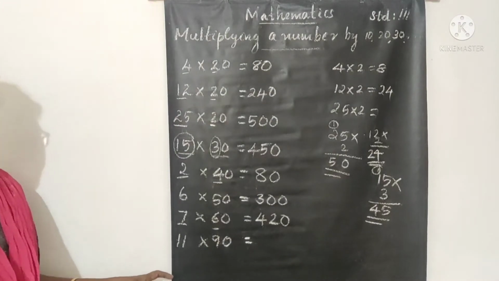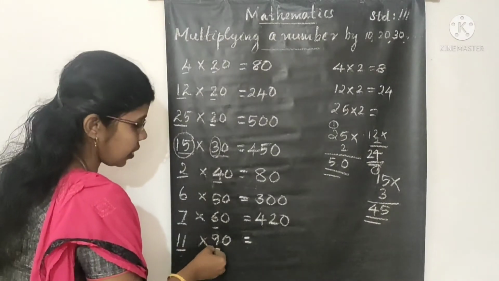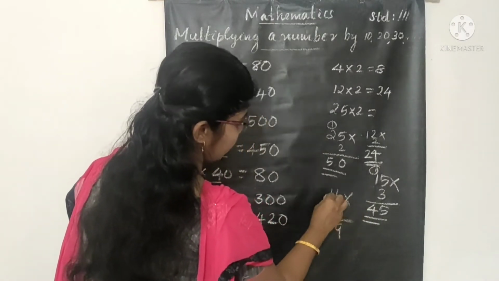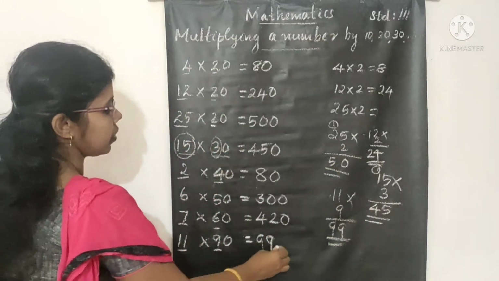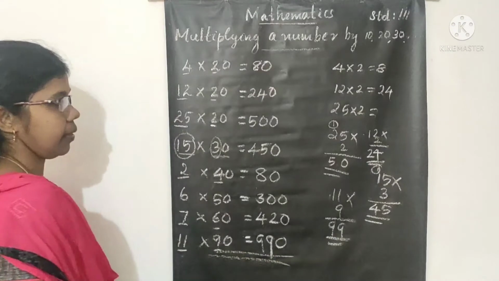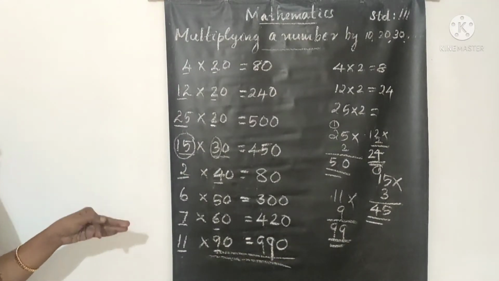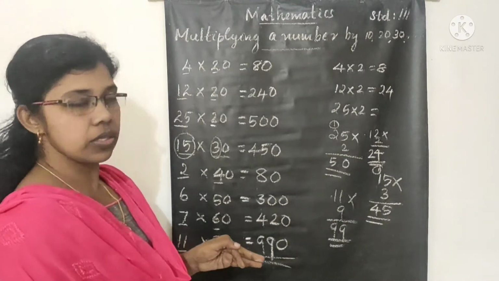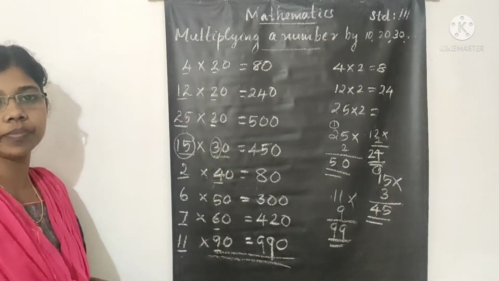Next, 11 into 90. Here first we have to multiply 11 into 9. 11 9s are what? 1 into 9 is 9, 1 into 9 is 9, 99. 11 9s are 99. Then put this 0 on the right side. Okay, are you clear? How to multiply a number with 10, 20, 30, 40, etc. Is it clear? Let's write these questions with answers in your notebook.